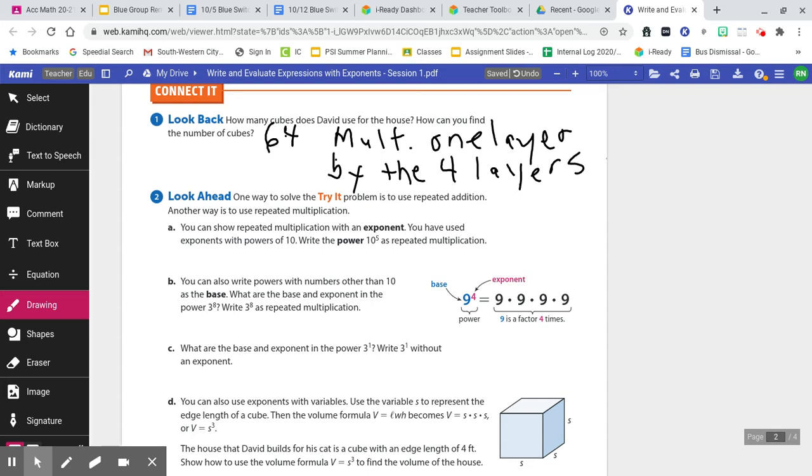One way to solve the try it problem is to use repeated addition. Another way is to use repeated multiplication. You can show repeated multiplication with an exponent. You have used exponents with the powers of 10. Write the power of 10 to the 5th as repeated multiplication. So if I had 10 to the 5th power, that means I have 10 5 times.